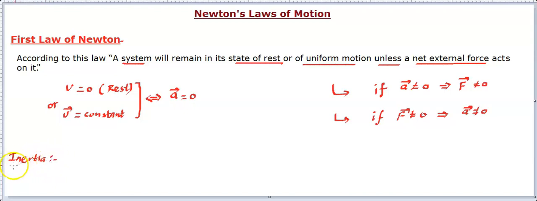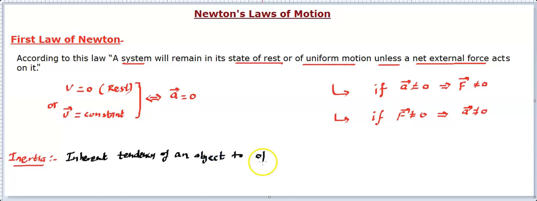Let me first define what this inertia is, and then we can relate it to this. So inertia is basically the inherent tendency of any object to oppose any change in its state. When I say state, I mean either a state of rest or a state of motion.